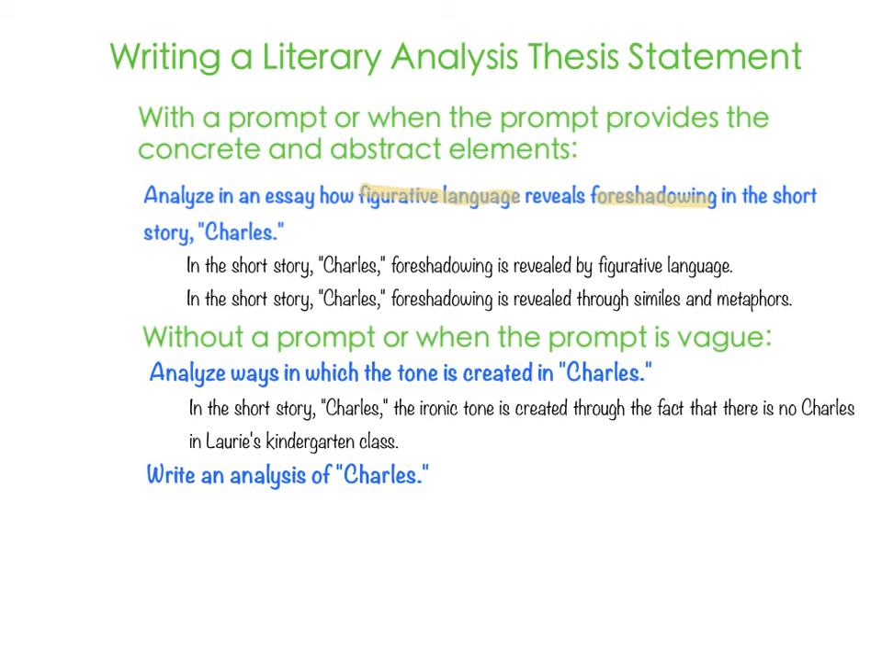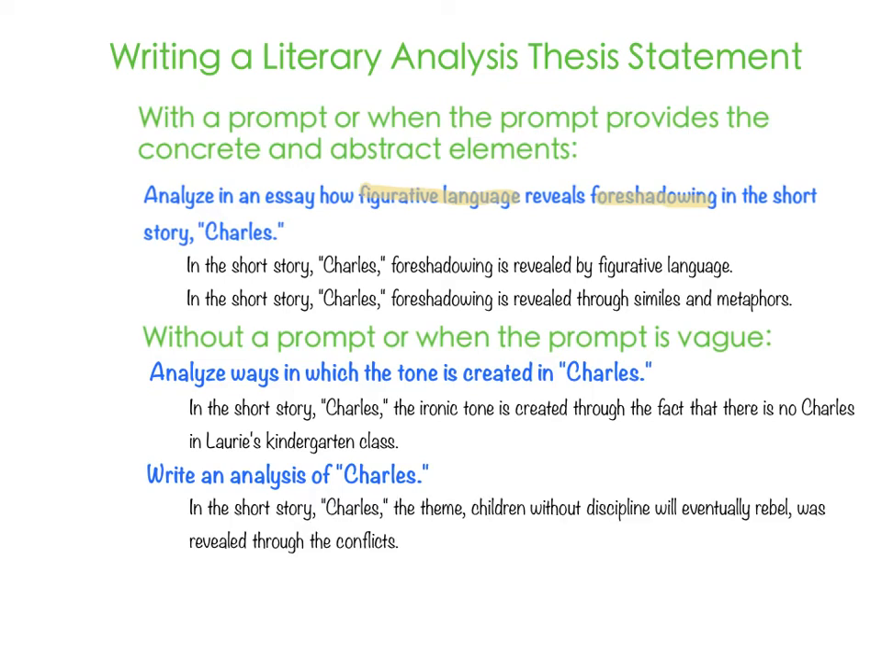In the case of Charles, a really good example to write about would be how conflicts reveal the theme. So you'd have to think about which conflicts in particular you would want to write about, and what exactly is the theme that was being revealed. Here's our first try at a thesis statement. In the short story Charles, the theme, children without discipline will eventually rebel, was revealed through the conflicts. Now, before I go ahead and do it, can you think about how we can elaborate on this? How can we make this thesis statement one for a clear 5-paragraph essay?